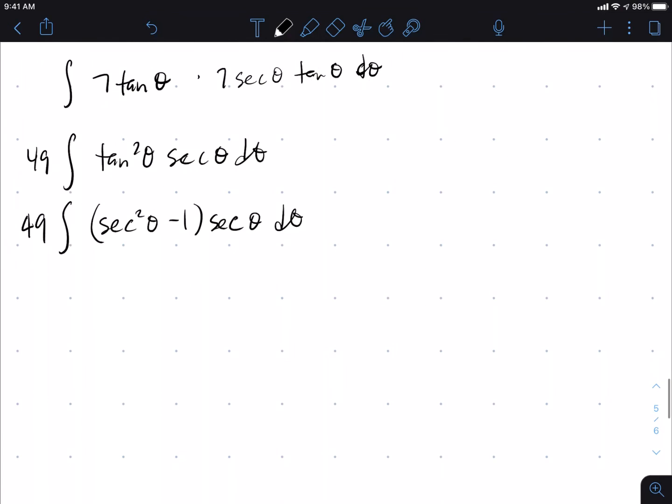Okay, so then from here, I'm going to get 49 integral of secant cubed theta minus 49 integral of secant theta d theta. They both need d theta. Right? And we just talked about this guy. Right?